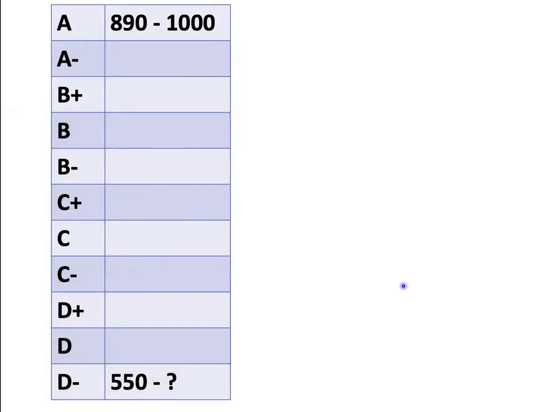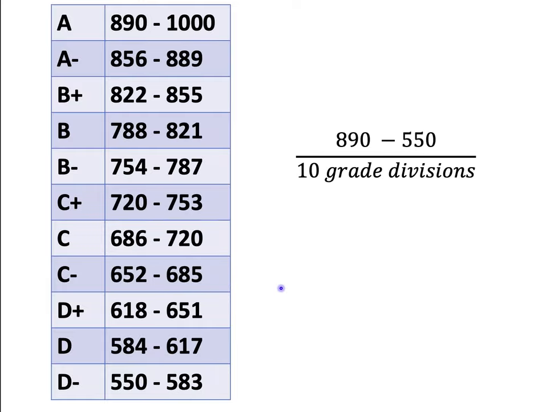Now, how did I do that? We said that 890 points is the lowest A, so 890 to 1,000 points is an A. And we said that 550 is the lowest possible D-. So there are 10 grade divisions between those. 890 minus 550 divided by 10 grade divisions is 34 points. And so each one of these point ranges is 34 points, and wherever you land, that's your grade.